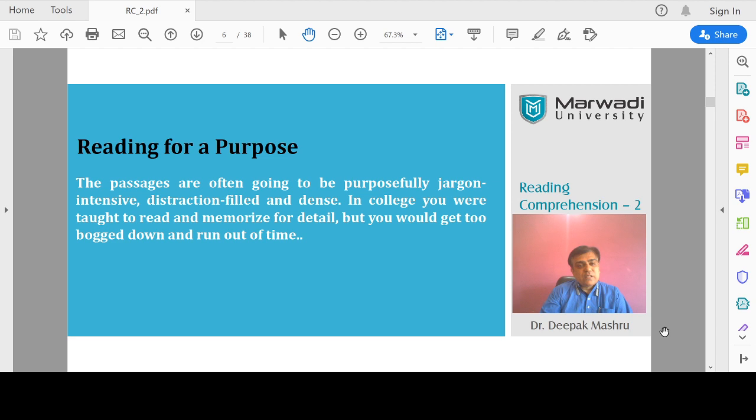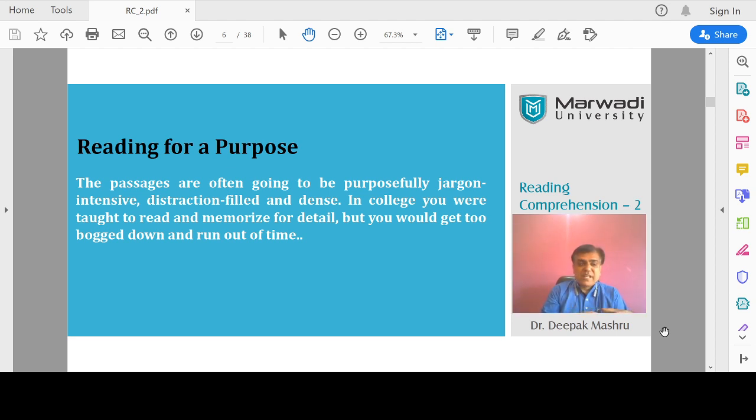We say that to have a compass, we need to have clarity about reading for a purpose. That means the passages are often going to be purposefully jargon intensive, distraction filled, and dense. So instead of memorizing or going through it, if you understand in which direction you should go, it will help you instead of memorizing and getting bogged down in time and words.